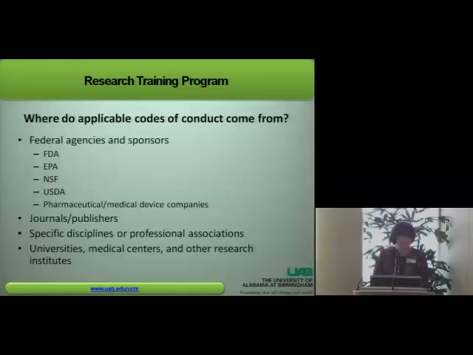Universities, medical centers, and other research institutes also have very organization-specific codes of conduct. UAB, as an enterprise, has a code of conduct that applies to its employees. I want to pause here and make sure that everyone recognizes it's important to check with their specific employer to determine whether their organization has a research code of conduct that applies to their work. Again, many of these may overlap.